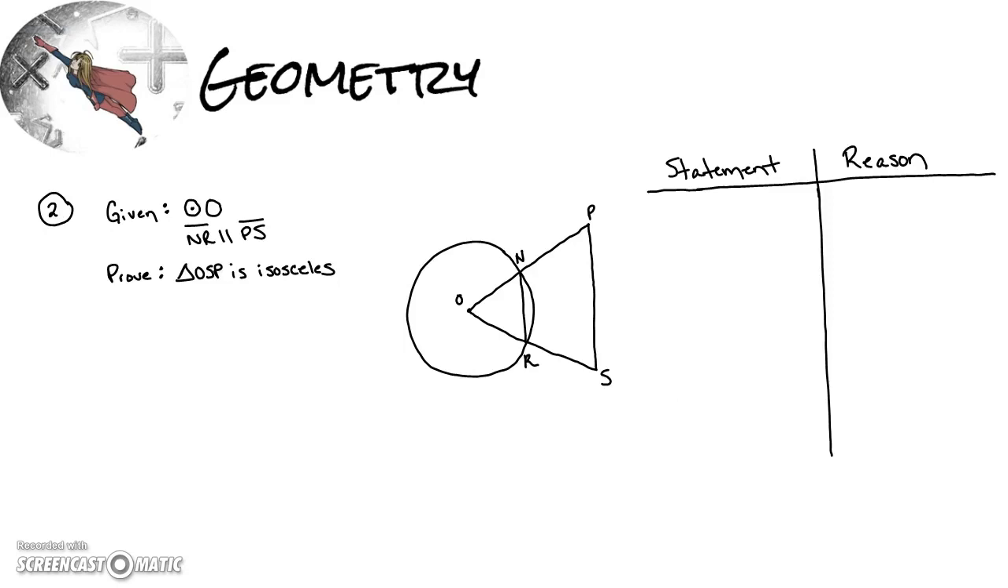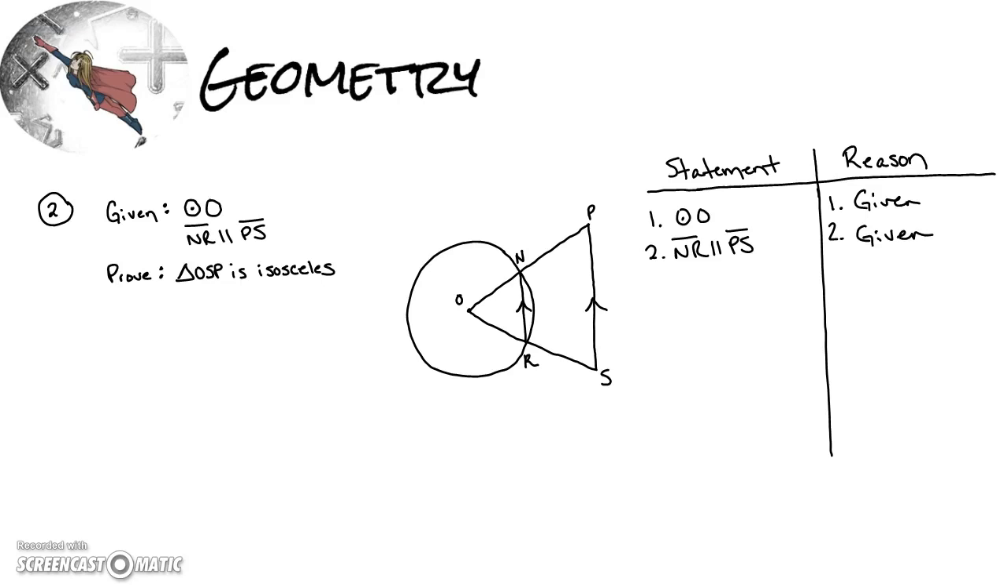So we have given that O is a circle, and also given that NR is parallel, so I'll put the little parallel arrows, to PS, and that's all that's given, and we're trying to prove the triangle OSP is isosceles. So let's just copy down our givens. NR is parallel to PS. 1 and 2 are both given. Given.